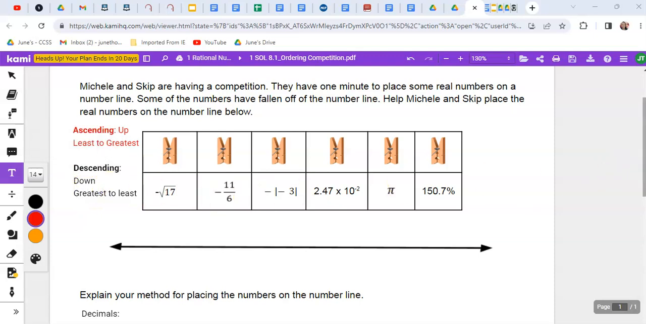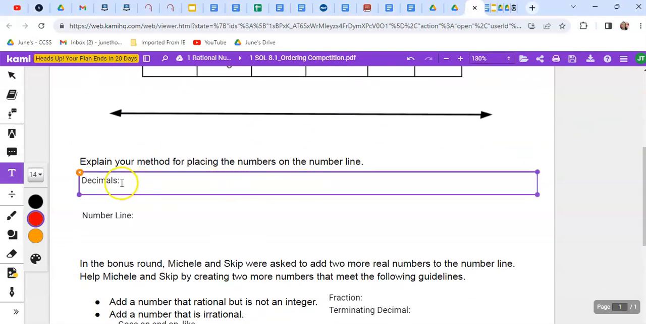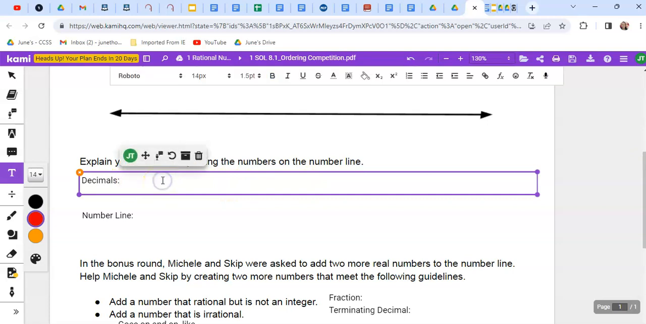Okay? When you're ordering numbers like these, we're going to use the number line. You want to put them in decimals, then line the decimals up. For instance, you might have a number like 0.523.